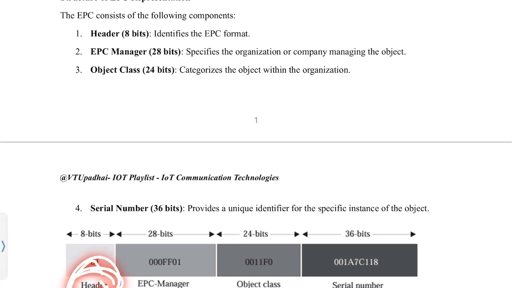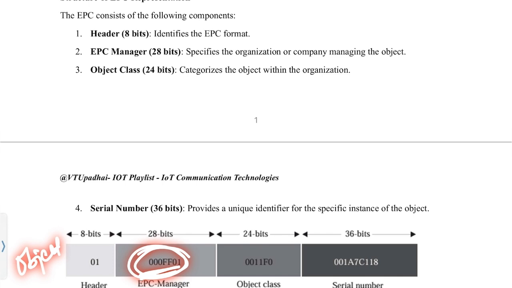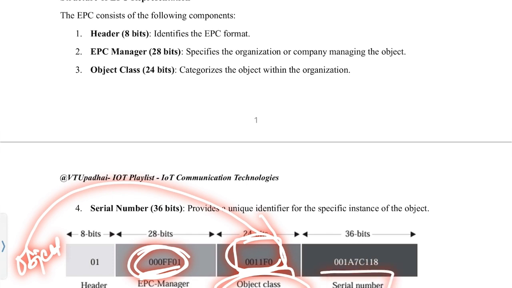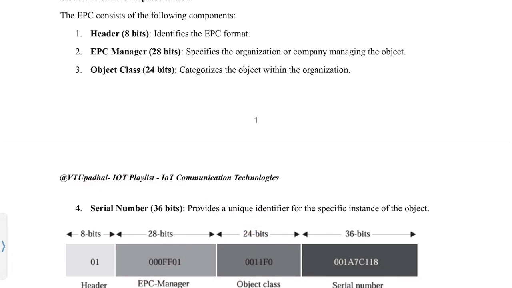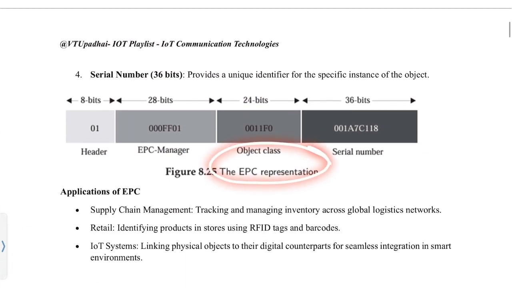Speaking about the structure, mainly there will be a header of 8 bits, which will identify the EPC format. Then we have EPC manager, which is of 28 bits. It will specify what organization or company the object belongs to. Then we have object class, the category or class under which the object falls. Then we have serial number, the unique identification number given to that particular object. It is of 36 bits. So this was about the EPC representation.